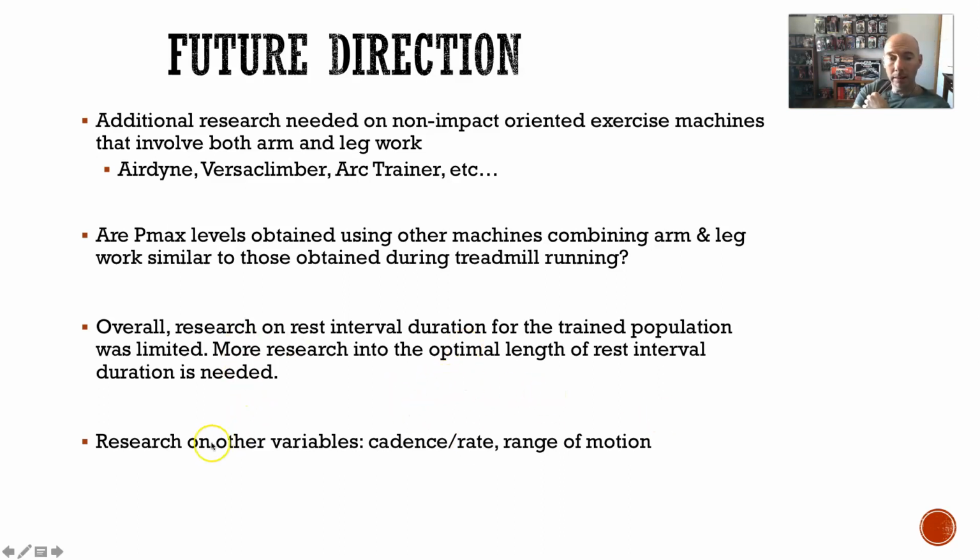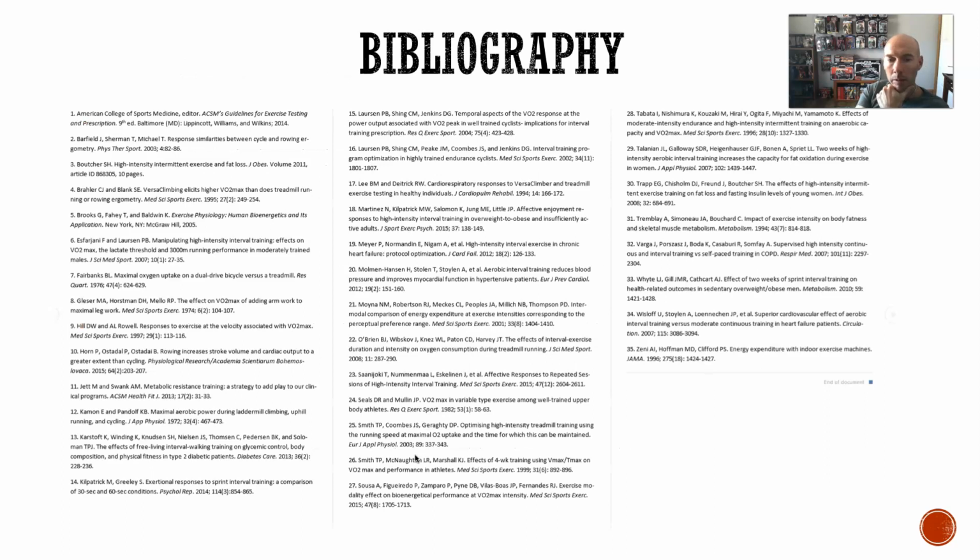Then lastly, these variables were not touched on at all in research. There was no research about the cadence or the rate. So think about that. If you're cycling, how fast do you need to be cycling? There wasn't any information about that. The range of motion, is working the muscle through a full range of motion or is a partial range of motion better? There was not any information about that either. So those could be future directions for research as well. Okay. And here is my bibliography.